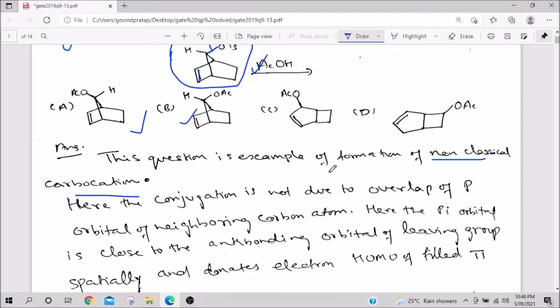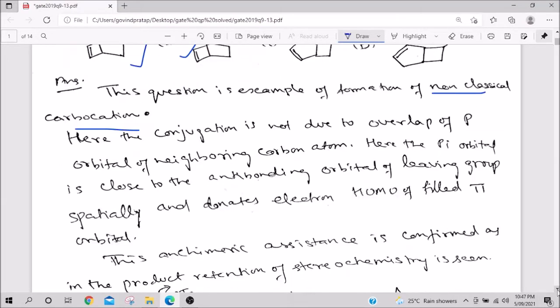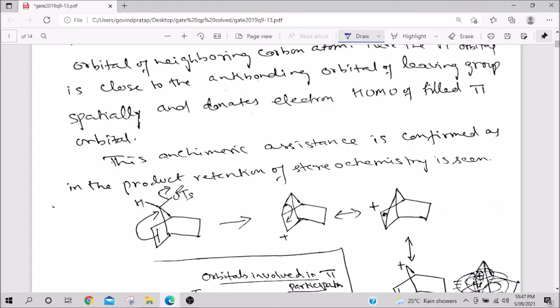Here a carbocation will be formed, but not by normal means. What I am trying to say is the conjugation which happens is not normal, but a bit different. Let us see what I am trying to say. Here if OTs leaves, you get a carbocation.